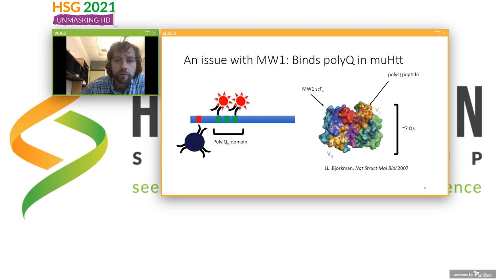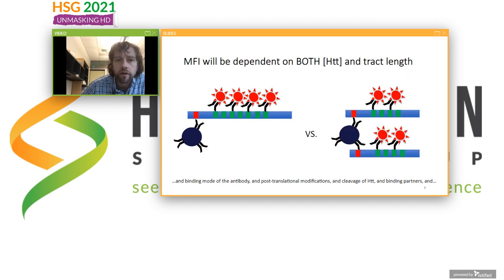And we know from prior work out of Pam Bjorkman's lab, with the crystal structure of MW1 here bound to a poly-Q peptide shown in the line structure in the middle, that MW1 binds to 7 Qs. So depending on the length of the expansion of the mutant Huntingtin, you could get different intensities of fluorescent signals, right? So here we have a bead, which is bound to a very large mutant Huntingtin expansion.